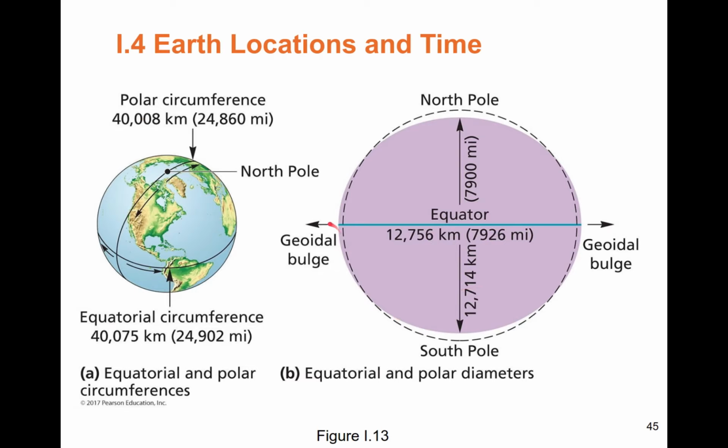Earth is bulgy. It has a geoidal bulge. It has love handles. It is middle-aged. So Earth used to be molten. When it was spinning, it got bulgy across the equator.